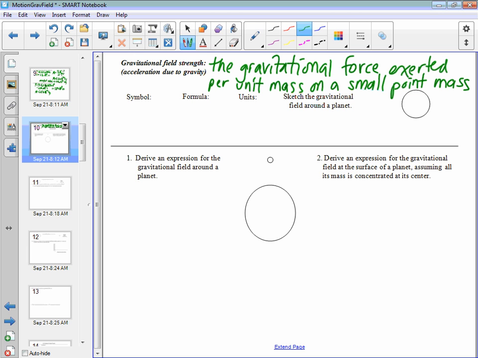We have studied this in kinematics just as acceleration due to gravity, or free fall. But if you think about Newton's second law, force per mass, that is acceleration, so that works out quite well. We use the symbol little g. The formula that we get from Newton's second law, like I just described, is F sub g divided by little m. The units are newtons per kilogram, or we also use meters per second squared. Use either of those.